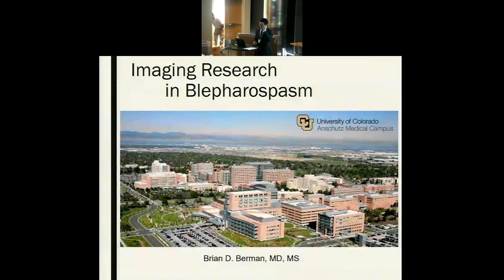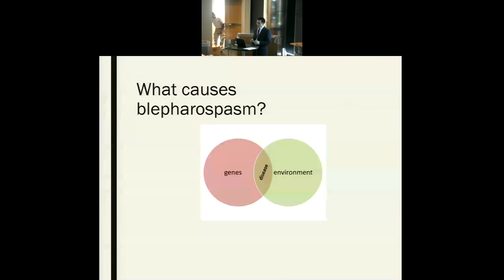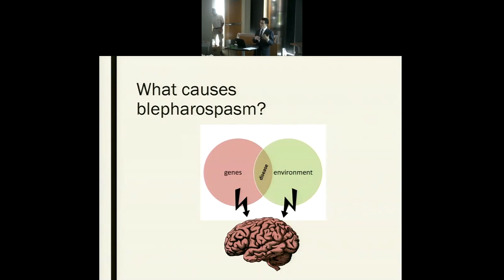So we all want to know what causes blepharospasm, and the better we know what causes it, the better we can develop treatments or a cure. And you heard from Dr. Fawn earlier about genes and environment, and Dr. Hallett, and how these come together to create a disease, something like blepharospasm. And these factors, genes and environment, we know have some effect on the brain. And so we try to look at the brain in different ways.